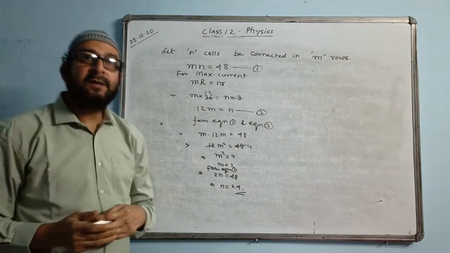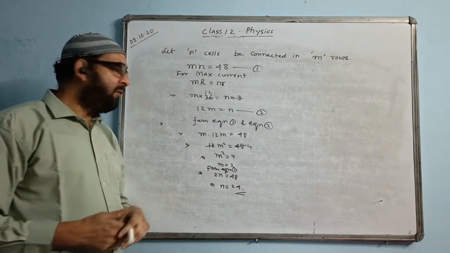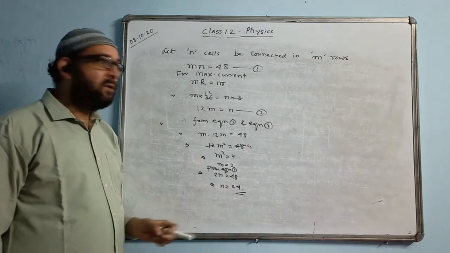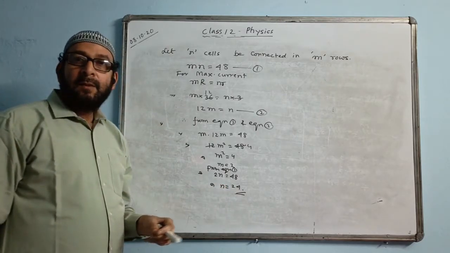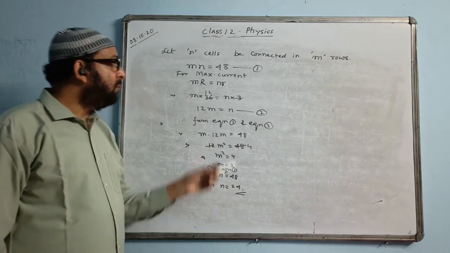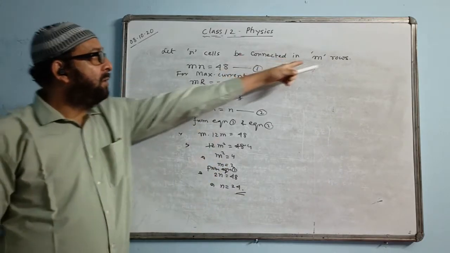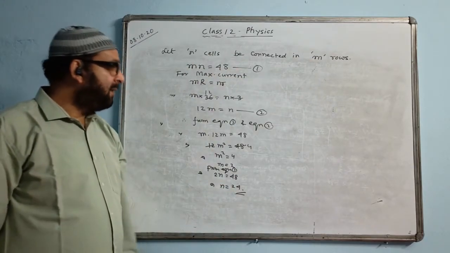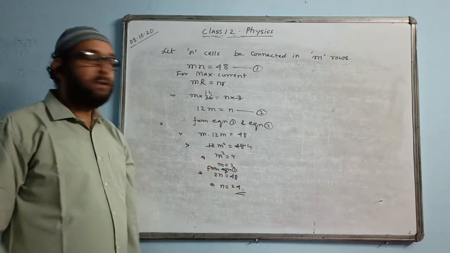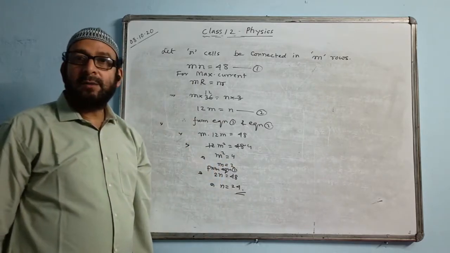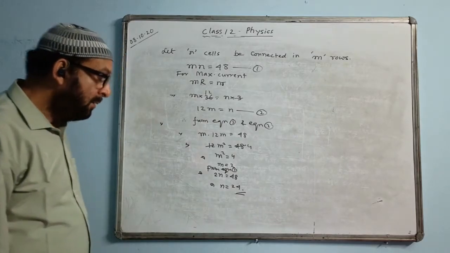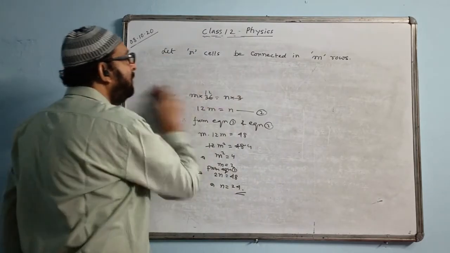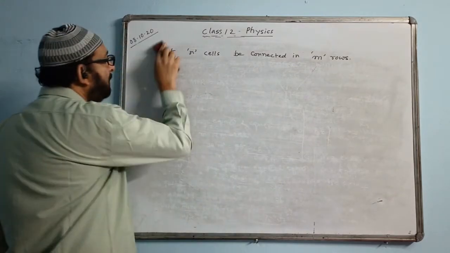That is, how would you arrange these cells? We will conclude now. Therefore 24 cells are to be divided into two rows. That is how we can get the strongest possible current in the circuit. So that is the solution for this question. And we will do one more question and then start a new problem.